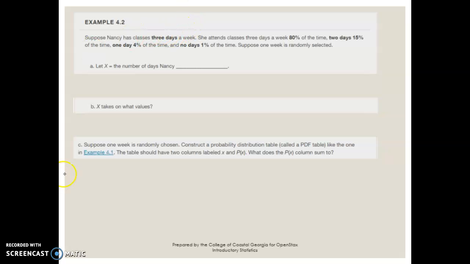Okay, so we're going to set this up ourselves. Suppose Nancy has classes 3 days a week. She attends classes 3 days a week 80% of the time, 2 days 15% of the time, 1 day 4% of the time, and no days 1% of the time. Suppose 1 week is randomly selected. Let X equal the number of days Nancy attends class. X takes on what values? Well, the little x would be 0, 1, 2, 3.